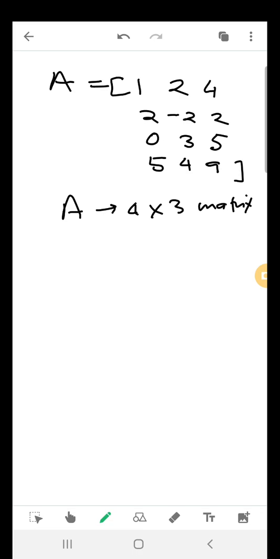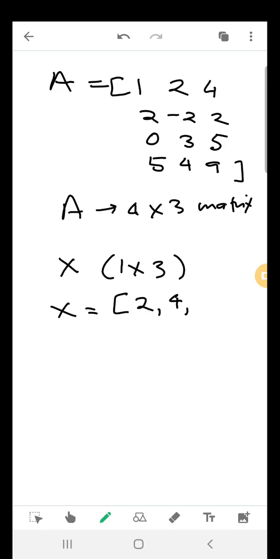Now, a matrix can be defined by a number of Matlab expressions. If we're talking about row vector X of the order 1 into 3, we can represent the row vector as equal to, say, 2, comma 4, comma minus 1. This is one way of representation. Another way is, instead of putting a comma, we put a gap in between the numbers: 2, 4 and minus 1. Either of the ways is a correct way of representation.